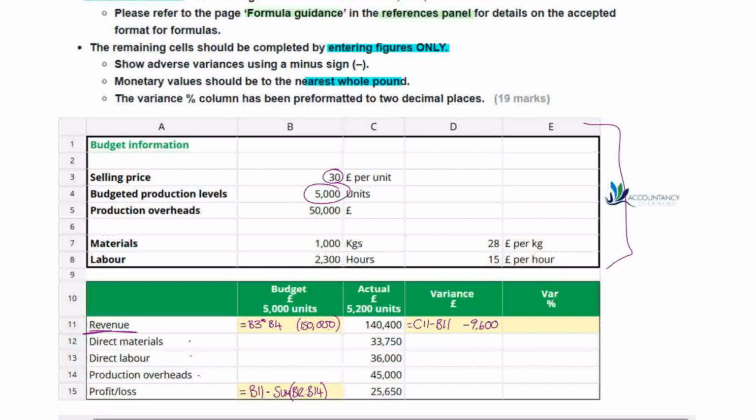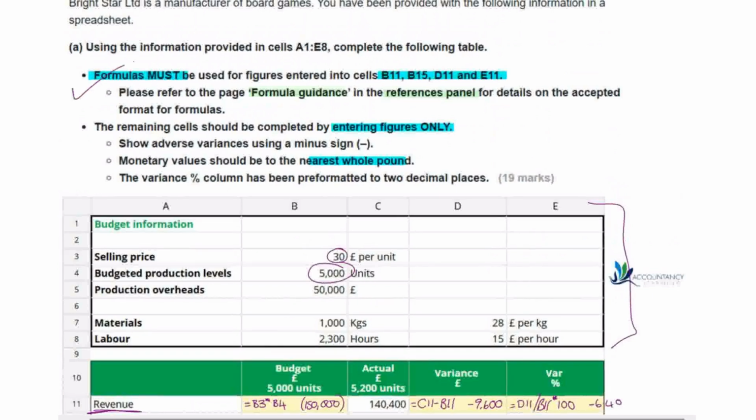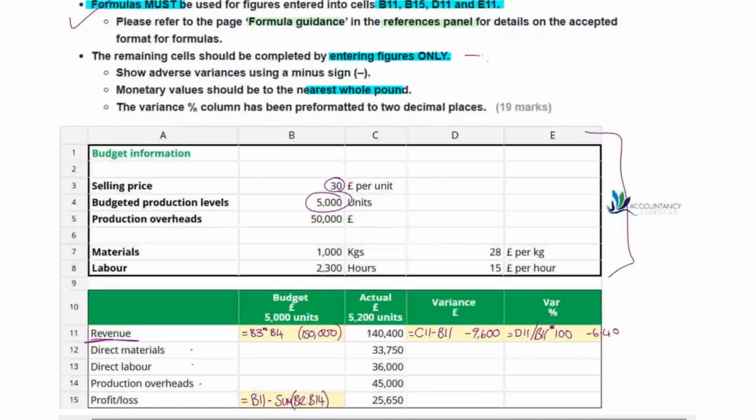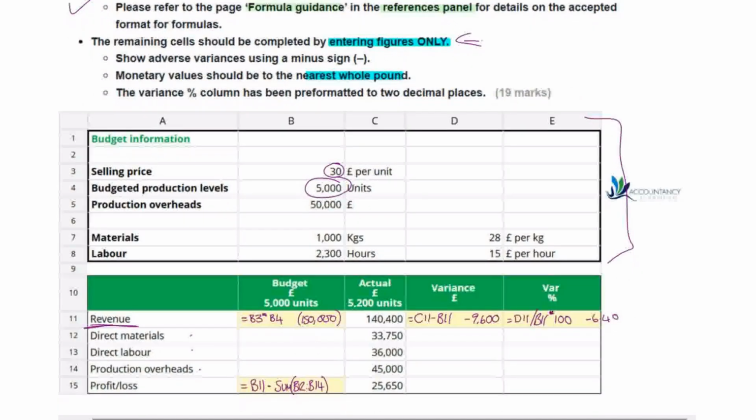So it's very important that when you come to revenue or profit, you're doing actual minus budget. Your variance percentage is going to be equal to D11 divided by your budget figure. So divided by B11 and then multiply that by 100 and you'll get minus 6.40. Now that is this first part done. So you've done all of the formulas there. So now we need to do figures only. So we need to do our calculations, but we're just going to enter in the figures.